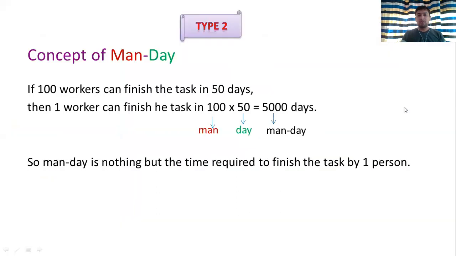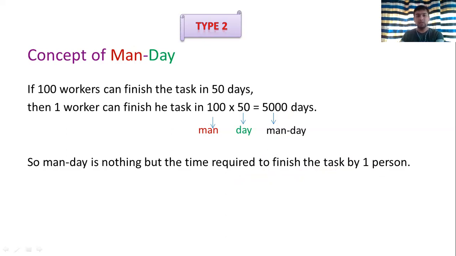So we have seen type 1 and type 2 problems. We will quickly revise the second type because this is a very important concept. It's the concept of man-day. If 100 workers can finish a task in 50 days, then obviously one worker will finish the task in 5000 days. If 100 workers take 50 days, how many days will one worker take? 5000. So what we have seen is man into day, which gives you the total days required. Man-day is nothing but the time required to finish the task by one person.